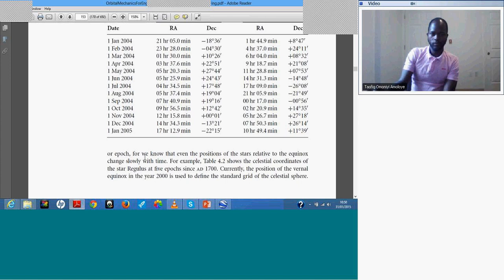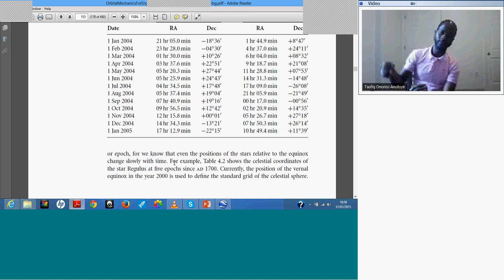Even the positions of the stars relative to the equinox change slowly with time. So everything is in constant motion. Nothing is per se in a very stationary state. At the time, it was thought that the sun was at a fixed position, but of course now we know that it's also moving. The Earth is revolving and the planets are revolving around.